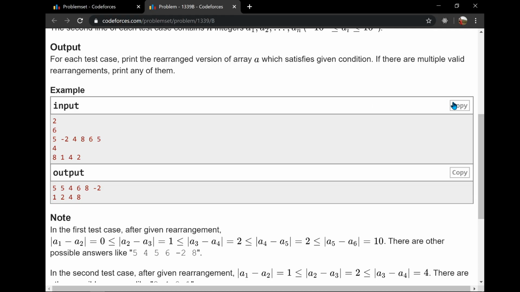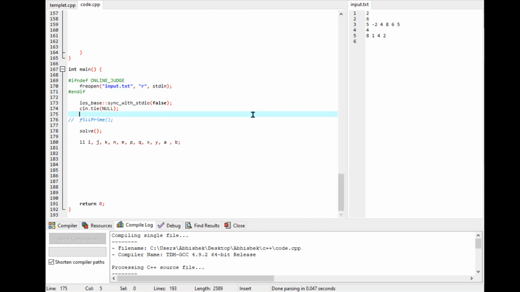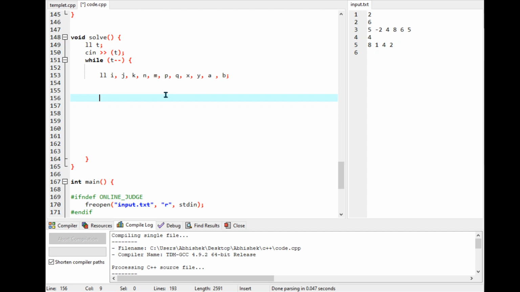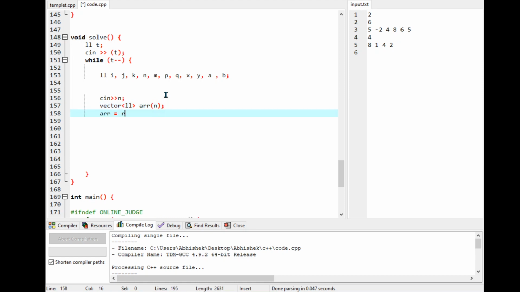Let's copy the input first. Make some space here. So in the solve function we have to input this. So we will input an array of size n, read of size n. So now we have the array. We will sort it first.